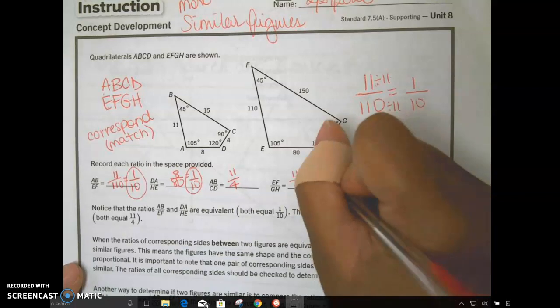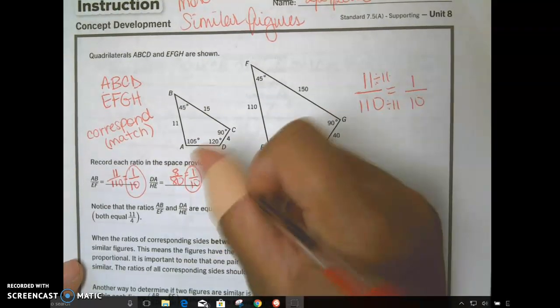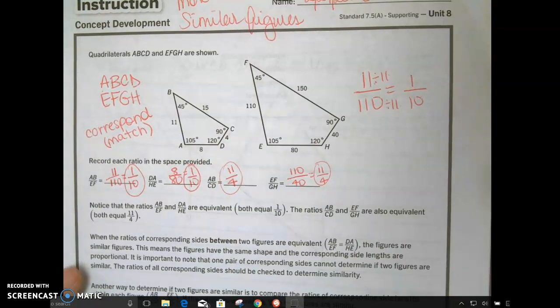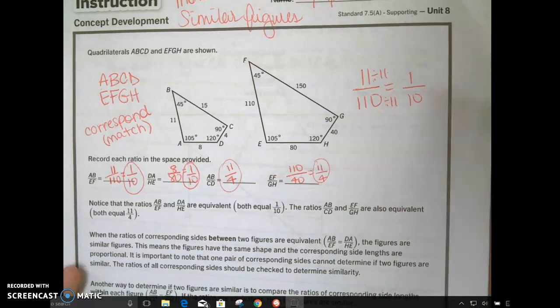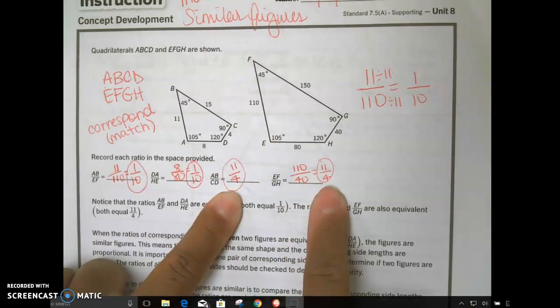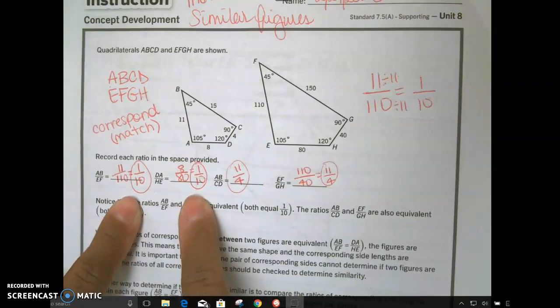So all you have to do is cross out who? Cross out the zeros. Okay, so what can I say about the ratio of AB to CD to EF to GH? They are the what? They're the same. Good. What can I say about the ratio of AB to EF and the ratio of DA to HE? They're the same.